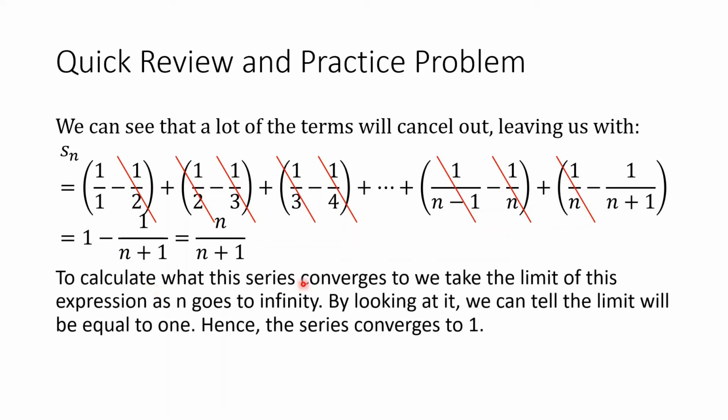To calculate what this series converges to, we just take the limit of this expression as n goes to infinity. Just by looking at it, we can probably tell that this limit will equal 1, since these have the same degree polynomial and their coefficients are the exact same. So we can conclude that this series of 1 over n times n plus 1 will actually converge to 1.